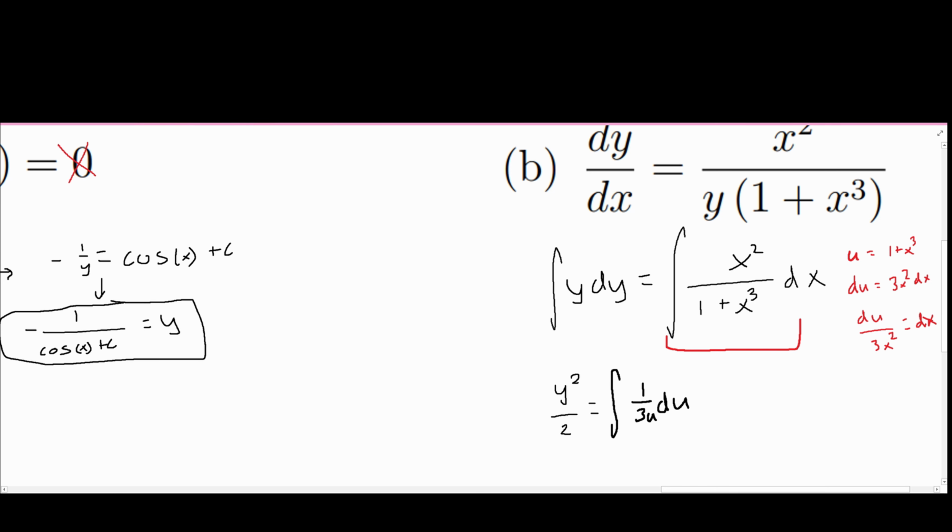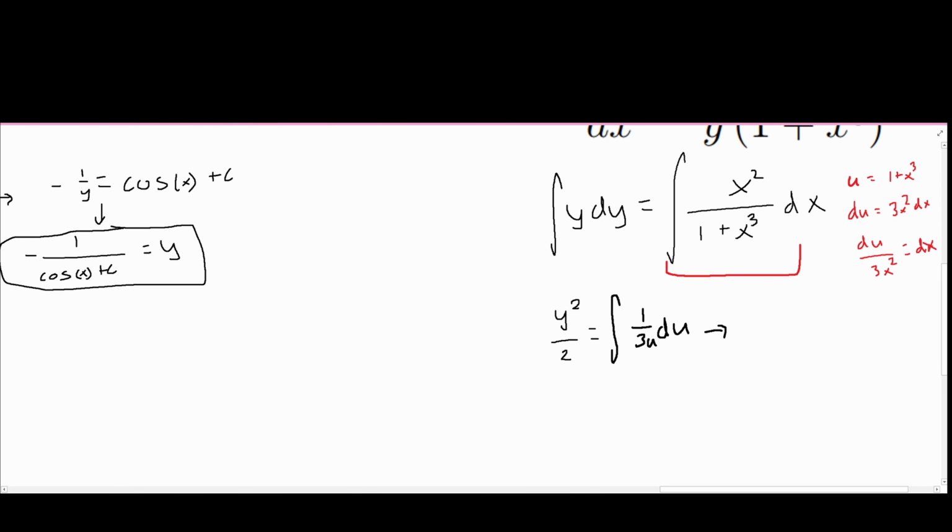After we integrate this, we're left with 1 over 3u du. How we got this is plugging du over 3x squared into dx. The x squareds cancel out, and we're left with 1 over 3. Remember, we substituted in u for 1 plus x cubed earlier, so that's why that's there. So after this, we need to still integrate the right-hand side. We're going to be left with y squared over 2 on the left side. On the right side, we're going to have 1 over 3 times ln of u.